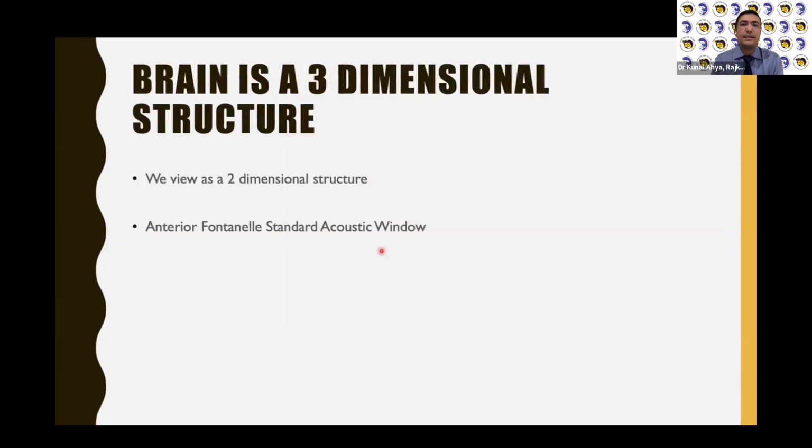Basically, the brain is a three-dimensional structure, but we will be viewing it as a two-dimensional structure, and the anterior fontanelle is the standard acoustic window. As Mohit Sahni sir has excellently demonstrated, we will be cutting open the structure that we are seeing, like in the heart, where it is like we are cutting open the heart. Similarly in the brain, the wave passes in a single plane. Actually, we are not cutting, but the sound waves pass through a single plane and get reflected back, and whatever structures come in between that plane will be seen on your screen.